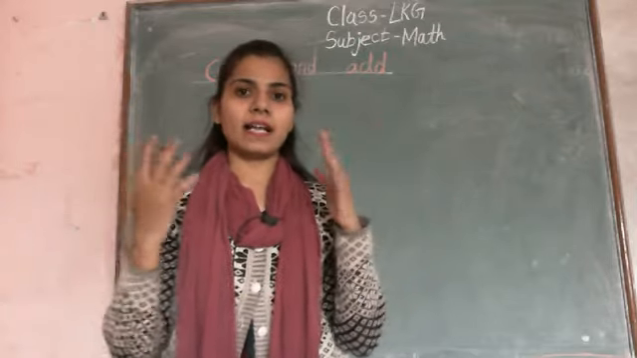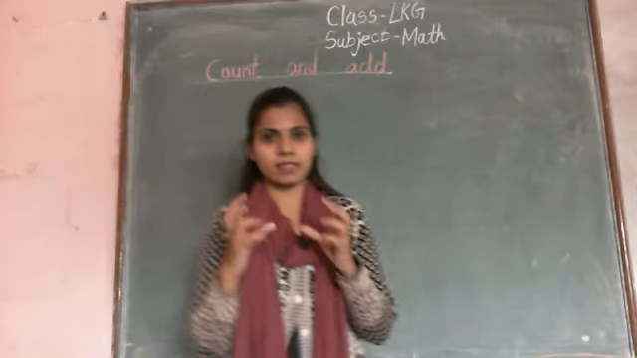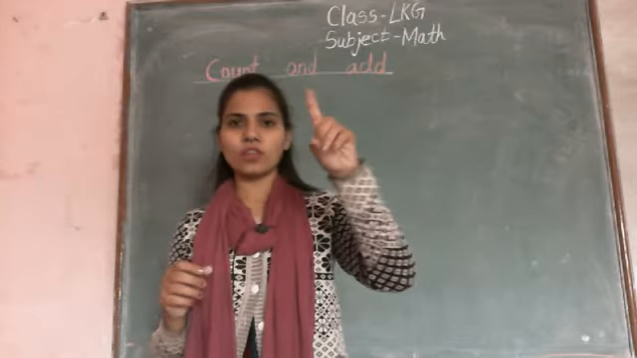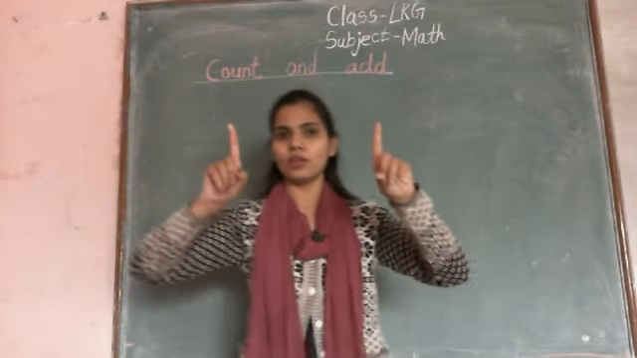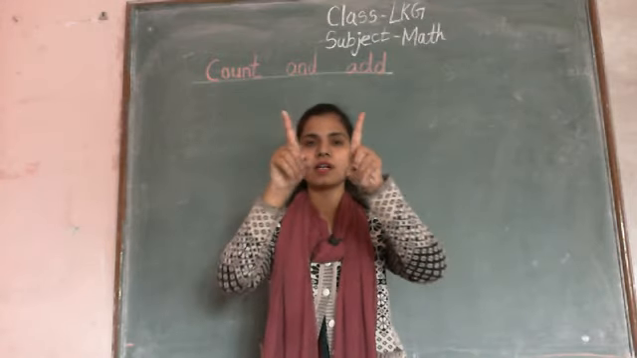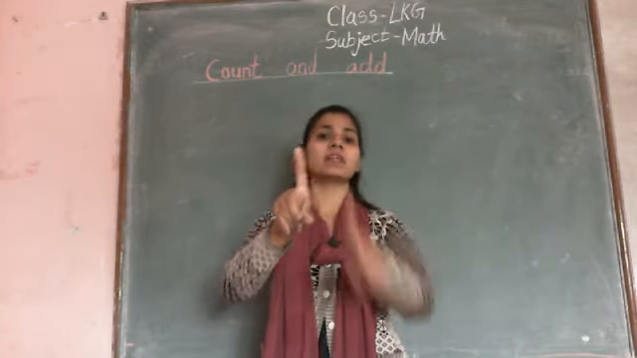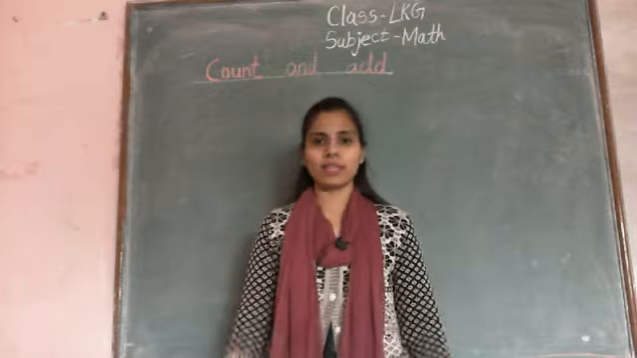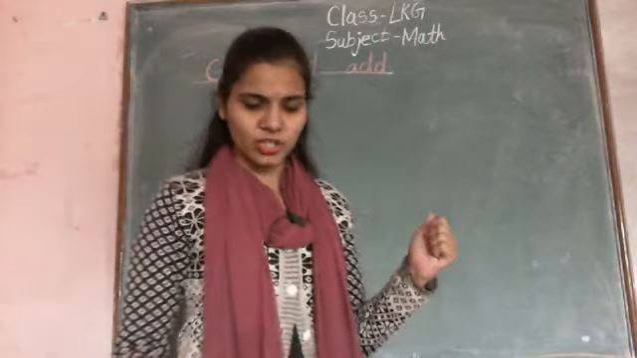When we add two things. Okay, this is your one finger and this is your one finger. Now you add all fingers, so 1 and 2, the number is 2. So like this we will add the pictures.